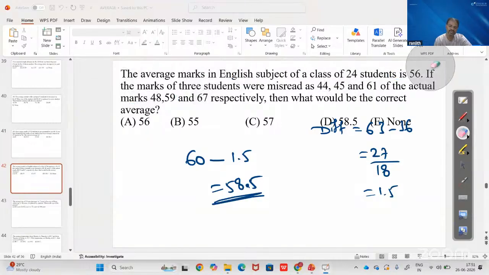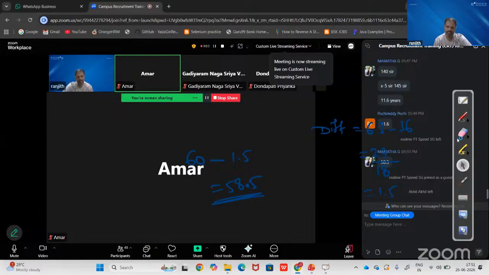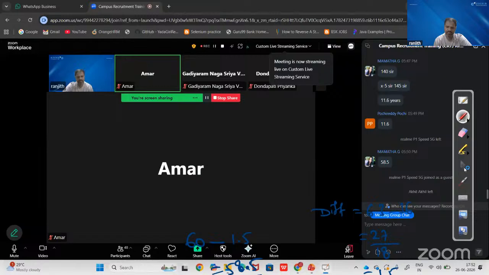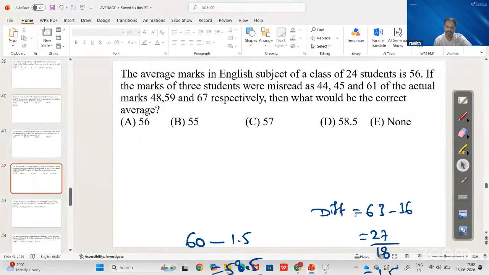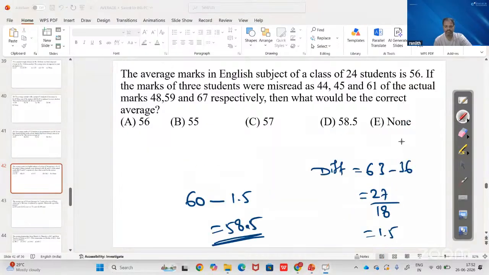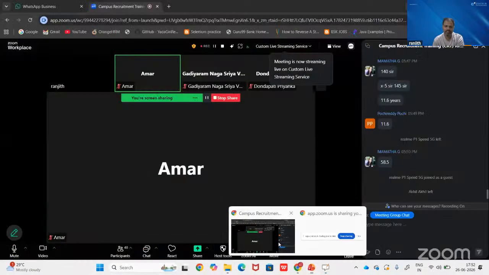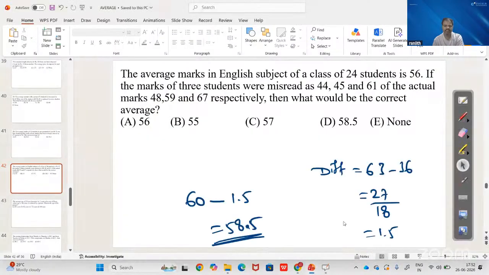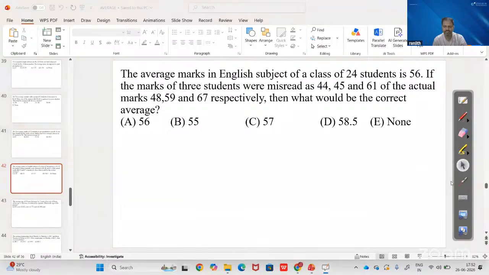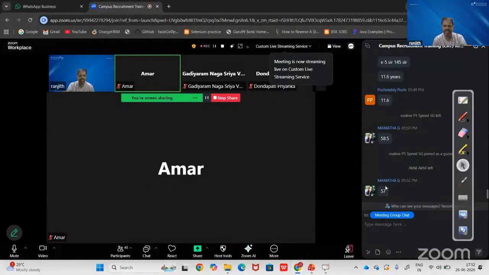Next also same concept question. What will be the answer here? What is the average? Yes, answer is 57. So the answer is 57.